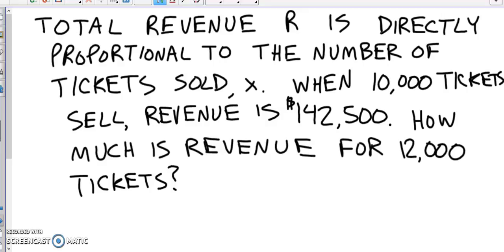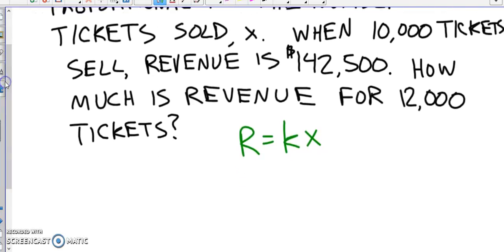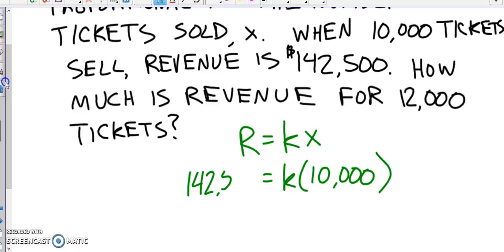All right, so it says revenue R is directly proportional to the number of tickets sold, X. So R is directly proportional to X, which means I set this up as R equals K times X. You have to be able to read that and understand that this is the equation you have to set up. Then all I have to do is plug in, and once I plug in, I can solve for the constant of proportionality, K. So in 10,000 tickets, that's the number of tickets, and the number of tickets is X. So this would be K times 10,000, and the revenue is $142,500.